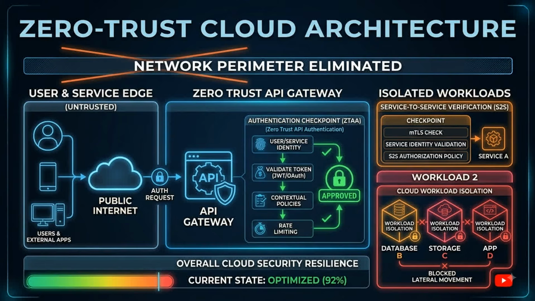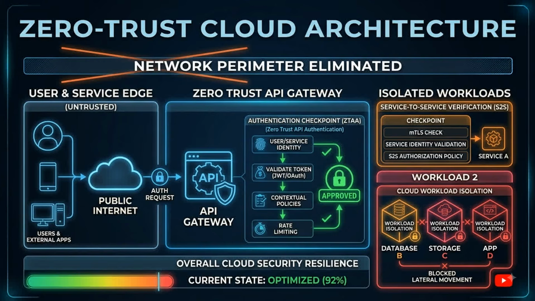The API gateway is the authentication checkpoint. It checks user and service identity. It validates tokens using JWT or OAuth. It checks contextual policies. Only approved requests pass through. Unapproved requests are blocked. The API gateway enforces rate limiting. This prevents brute force attacks. This prevents denial of service attacks.